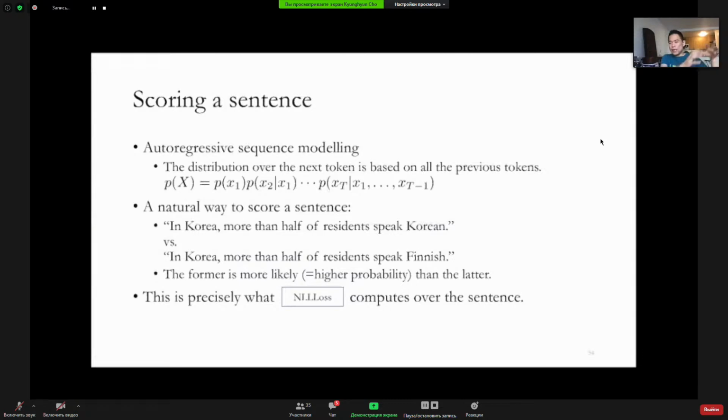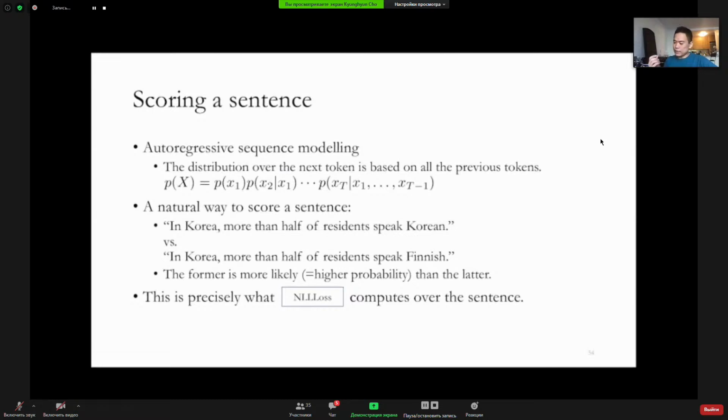Then what I'm going to do is I'm going to take this language model that I have trained as a text classifier and then try to score "in Korea, more than half of residents speak Korean" against "in Korea, more than half of residents speak Finnish." If the first sentence is deemed more likely, my answer is going to be that Korean is the answer to this question, the original question. If the second sentence was deemed more likely, then my answer would have been that it is Finnish that is being spoken by more than half of residents in Korea.